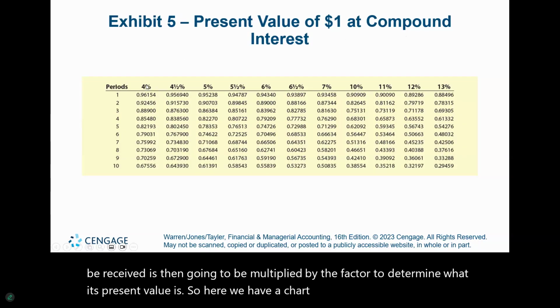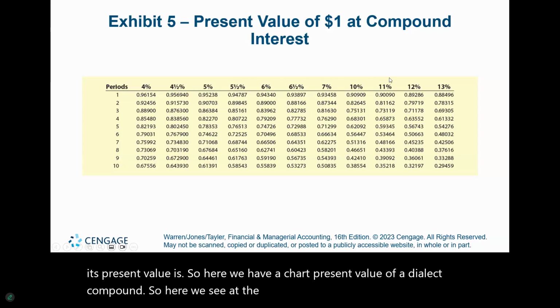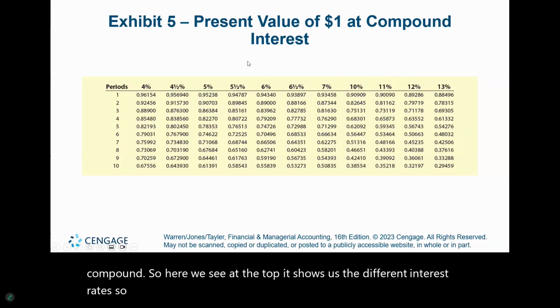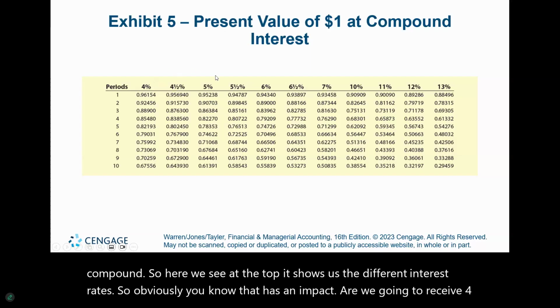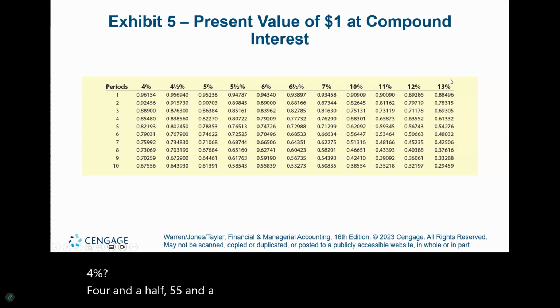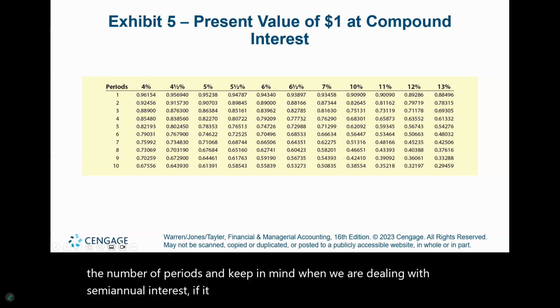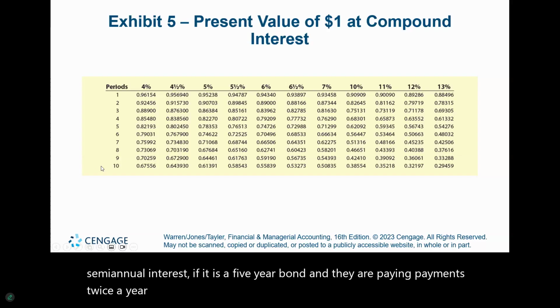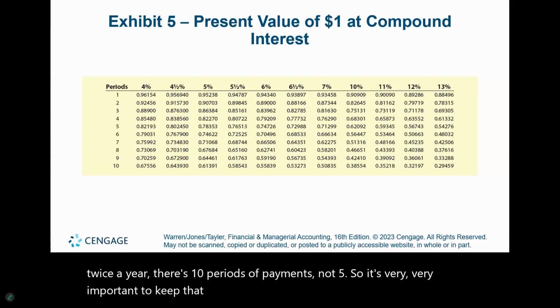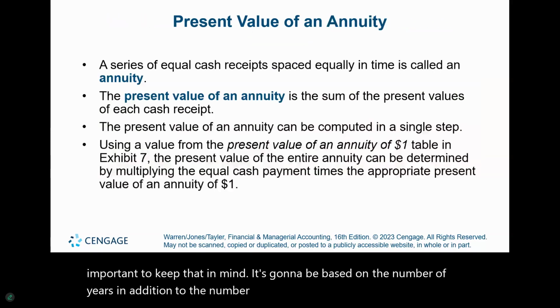So here we have a chart, present value of a dollar at compound interest. At the top, it shows us the different interest rates, which obviously has an impact. Are we going to receive 4%, 4.5%, 5%, 5.5%, etc., all the way up to 13%? And then the period represents the number of periods. Keep in mind, when we're dealing with semi-annual interest, if it is a 5-year bond and they are paying twice a year, there are 10 periods of payments, not 5. So it's very important to keep that in mind. It's going to be based on the number of years in addition to the number of payments.